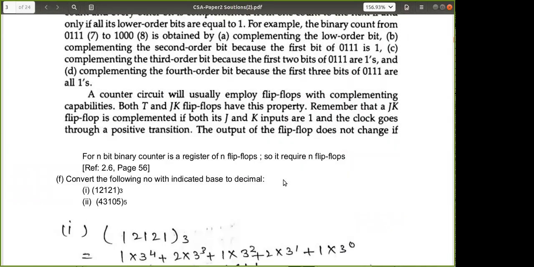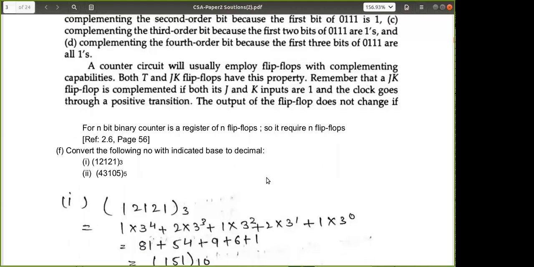And for the n-bit binary counter, we need a register of n flip-flops. So the answer is n flip-flops. Some students write 2 to the power n. So 2 to the power n is the number of states, but we need only n flip-flops. So the answer is n.